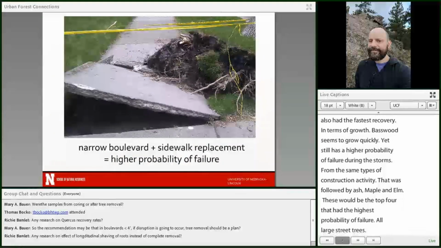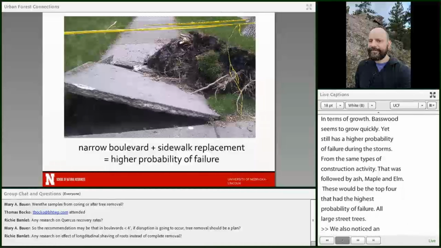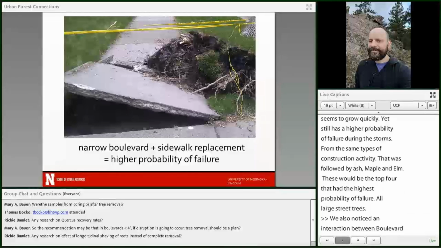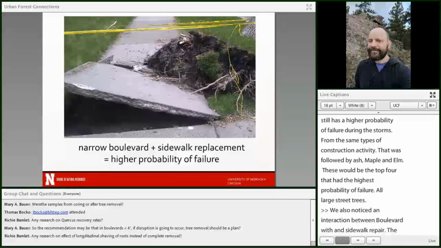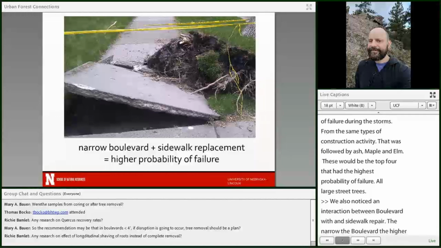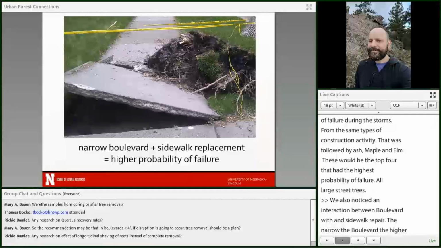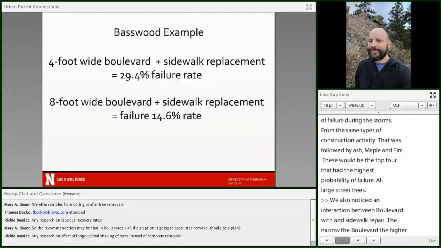We also noticed an interaction between boulevard width and sidewalk repair. Essentially, the narrower the boulevard, the higher the probability of failure. Same as with the construction, the narrower the boulevard, the less likely the recovery. The less stable it is just makes sense from a physics standpoint: you have less of a base for the tree to remain stable with.